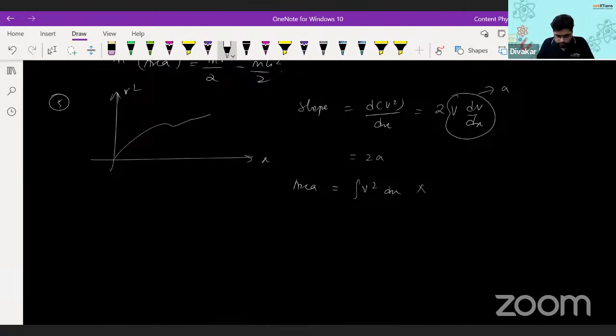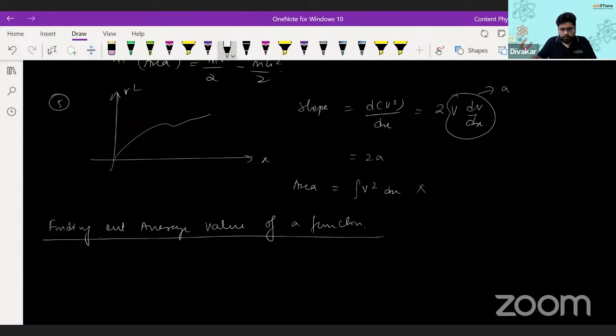I want to teach you, for the shortest of time, I'll take just one more concept and then I'll leave you guys. And that concept is finding out the average value of a function.